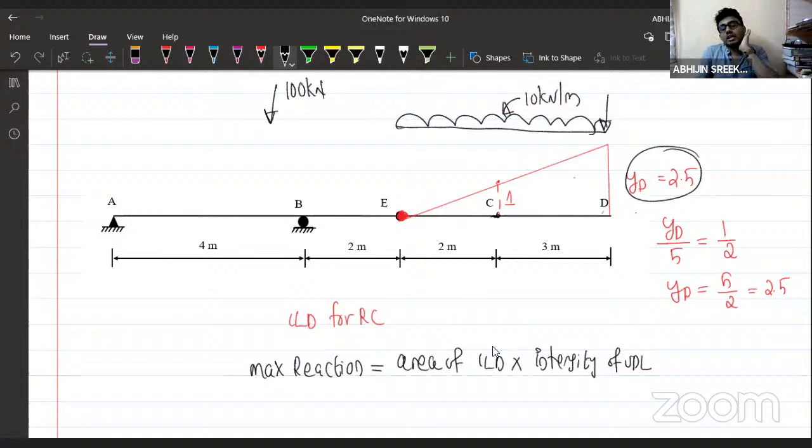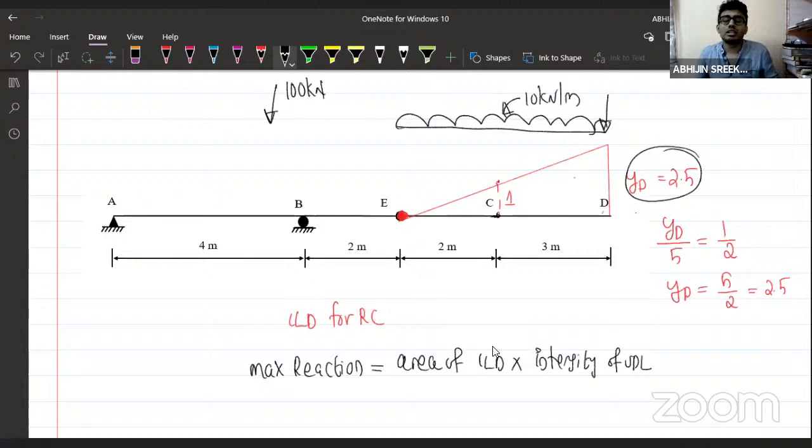Draw the ILD for RC first of all. After that, find what the position of the load should be, so that we get the maximum value of that particular force function. This is the reason why we draw influence line diagrams. First, we need to see the influence of those loads on the structure. Secondly, we have to see the position of various loads on the structure to get the maximum values of particular force functions.